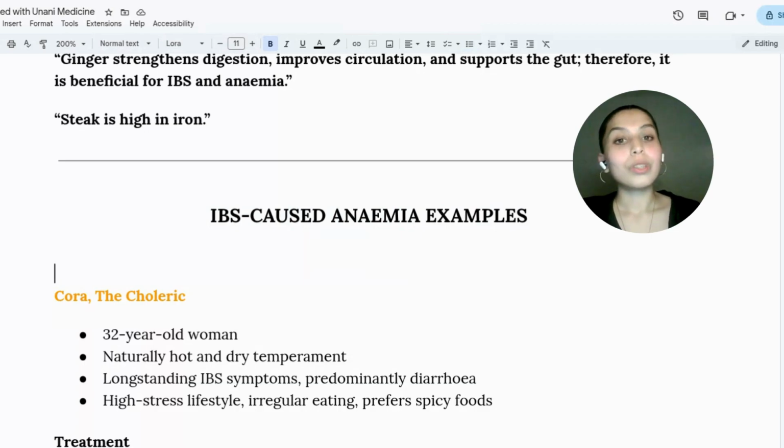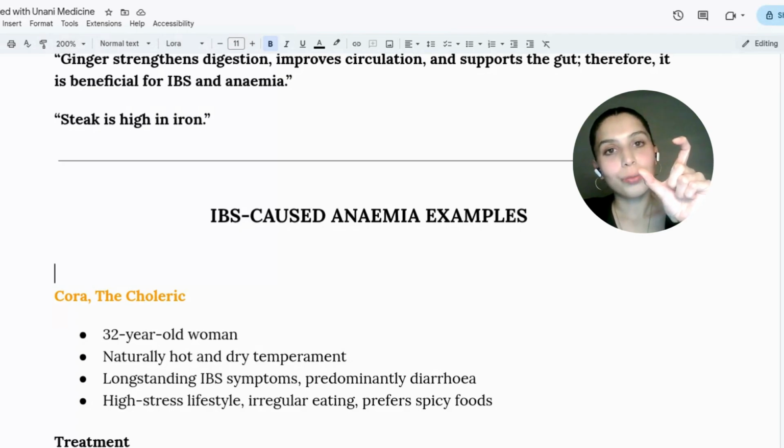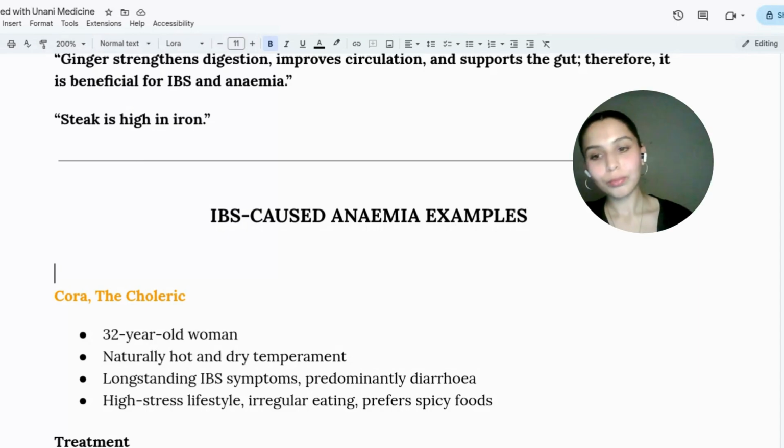IBS can cause anemia. IBS can interfere with the absorption of nutrients. IBS is part of the production issue, issues with production. IBS, for example, is a gut issue, a chronic disease that can interfere with the absorption of iron and nutrients from food and the production of healthy red blood cells.